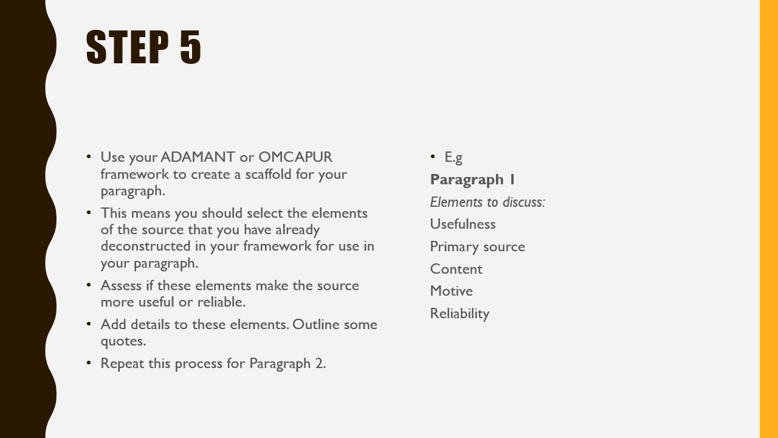So I might draw a dash next to usefulness and talk about how the source is useful. I might draw a dash next to primary source and talk about the details of the source, so the date that it was constructed, by who, the content. You get the message. You're drawing a line and then you're just adding detail. I can also add quotes to help me in my paragraph to show that I have really engaged with the source, and I'll basically repeat this process for paragraph 2.